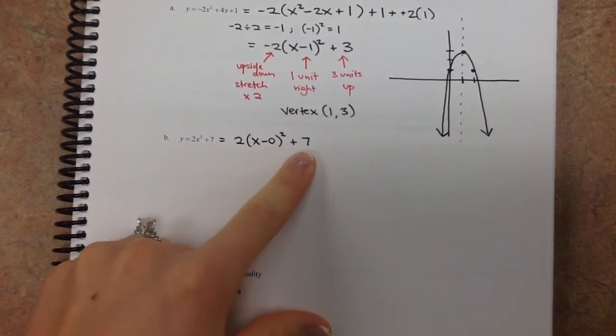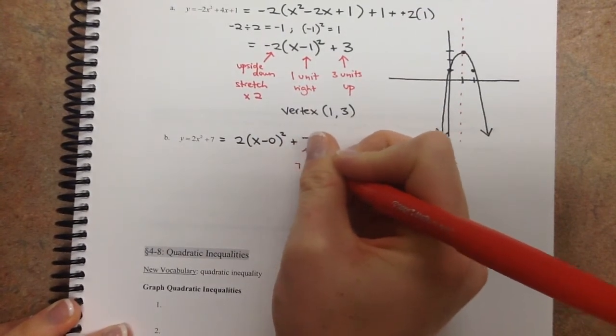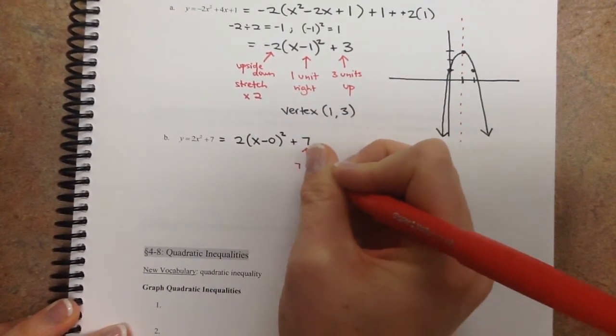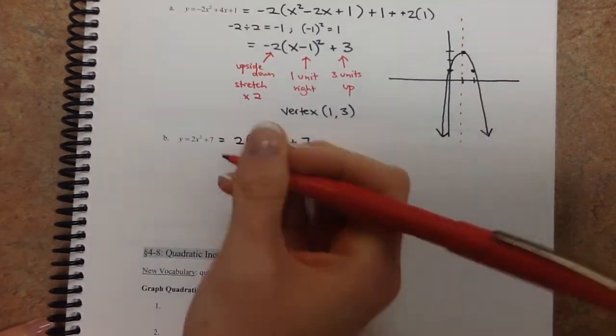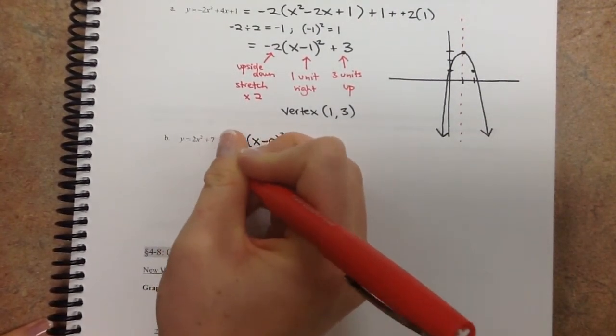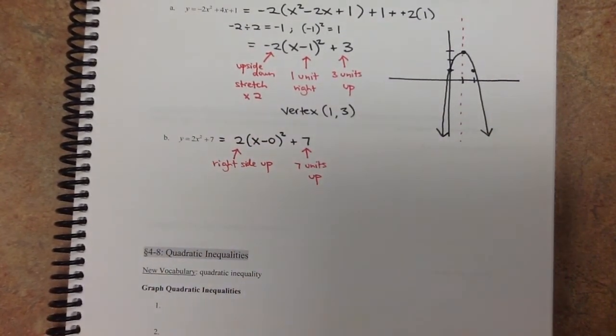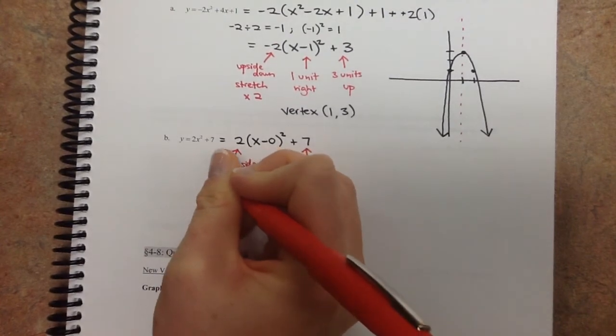The x value is 0. What this does, it moves it up 7 units. So it's going to start right on the y-axis. And then this 2, it's still right side up. Still right side up because that's positive. What it's going to do is stretch it by a factor of 2.